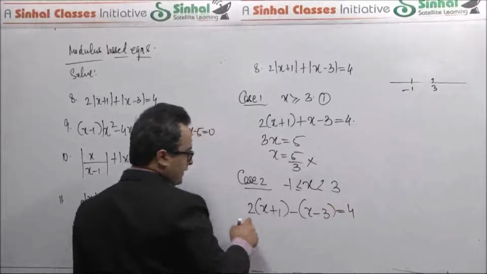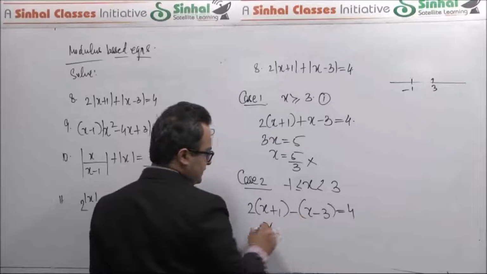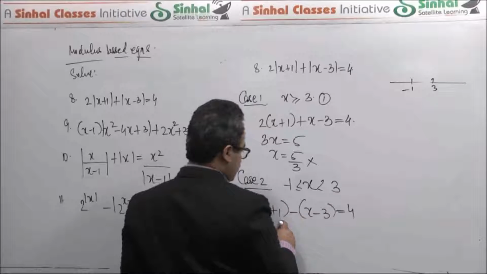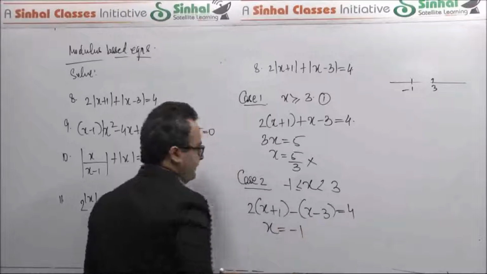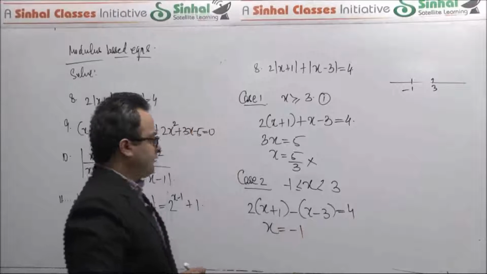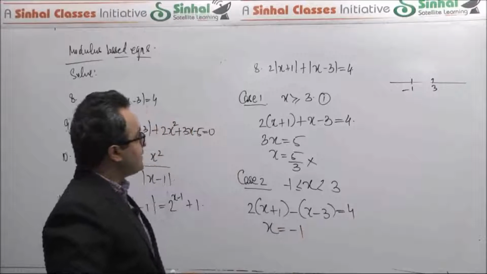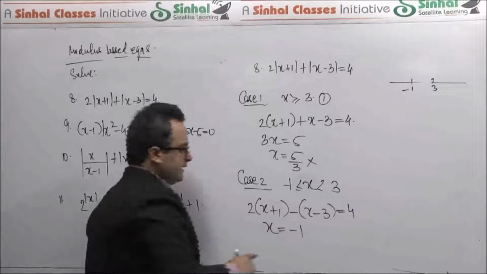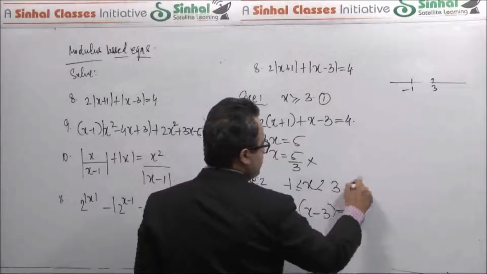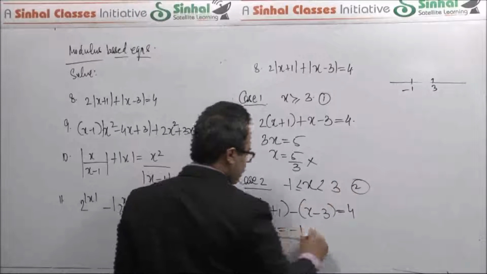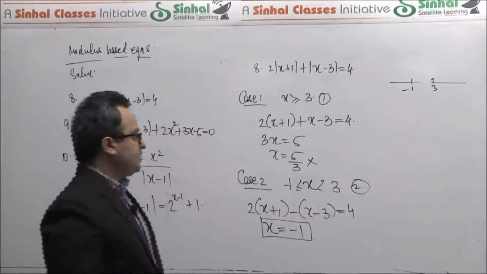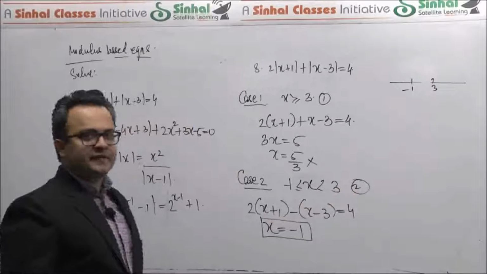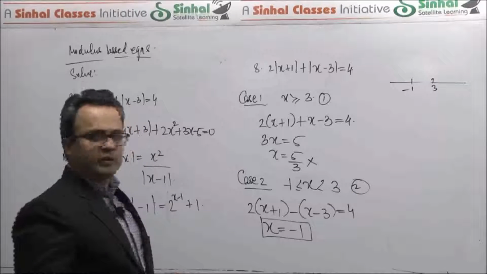So again solving, I get 2x minus x, so that's x plus 2 plus 3 plus 5. Solving here x as -1 and x equal to -1 clearly is satisfying this condition. So that is another solution. So the second case does give us one solution, and that solution is x equal to -1.